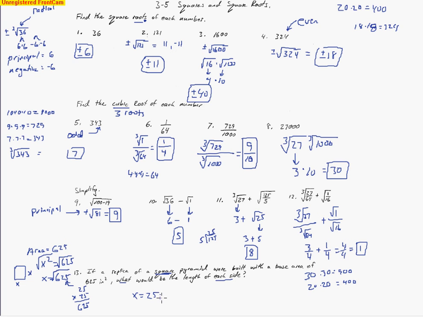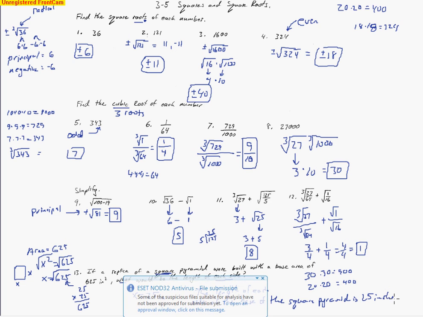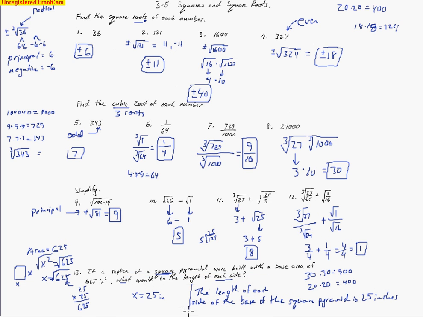So this is in inches, and let's go ahead and restate our question. We would say the length of each side of the base of the square pyramid is 25 inches. And that would be our answer.